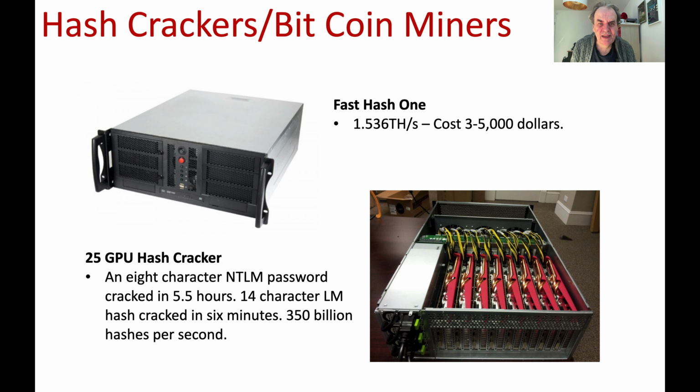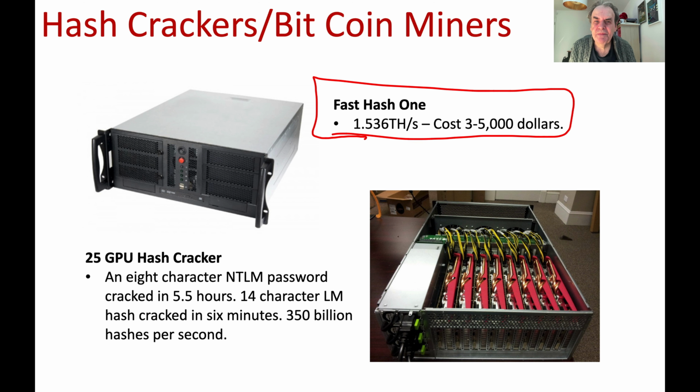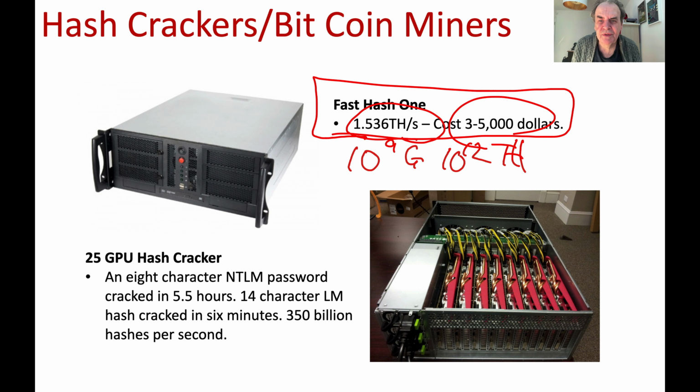So this one here is 1.5 tera hashes. That's times 10 to the 9 is giga, times 10 to the 12 is tera. So you can see that does 1,000 giga hashes per second and costs between $3,000 and $5,000. But it will also cost quite a bit of money for the electricity supply for it, and it'll be very noisy too.